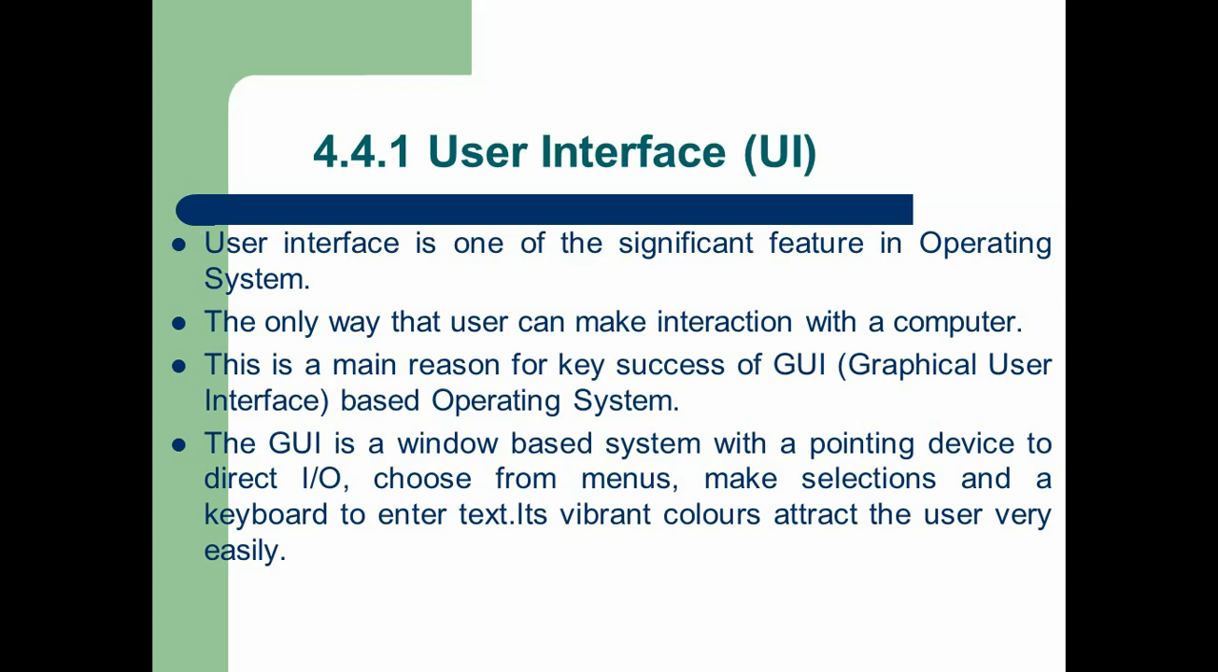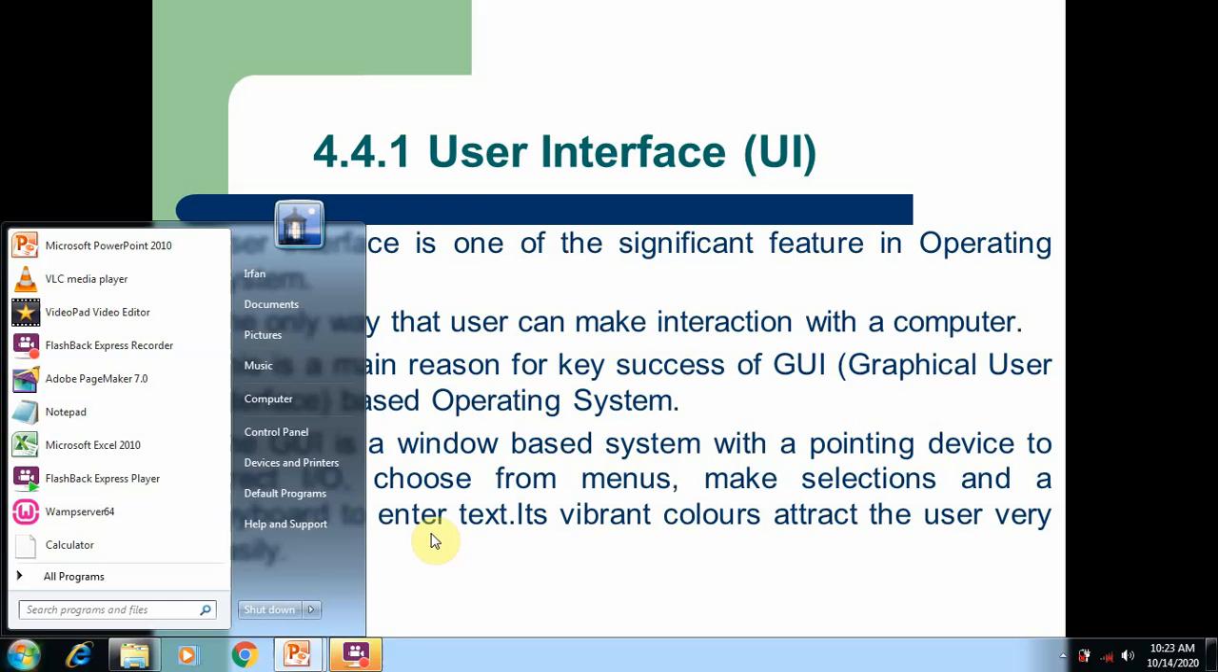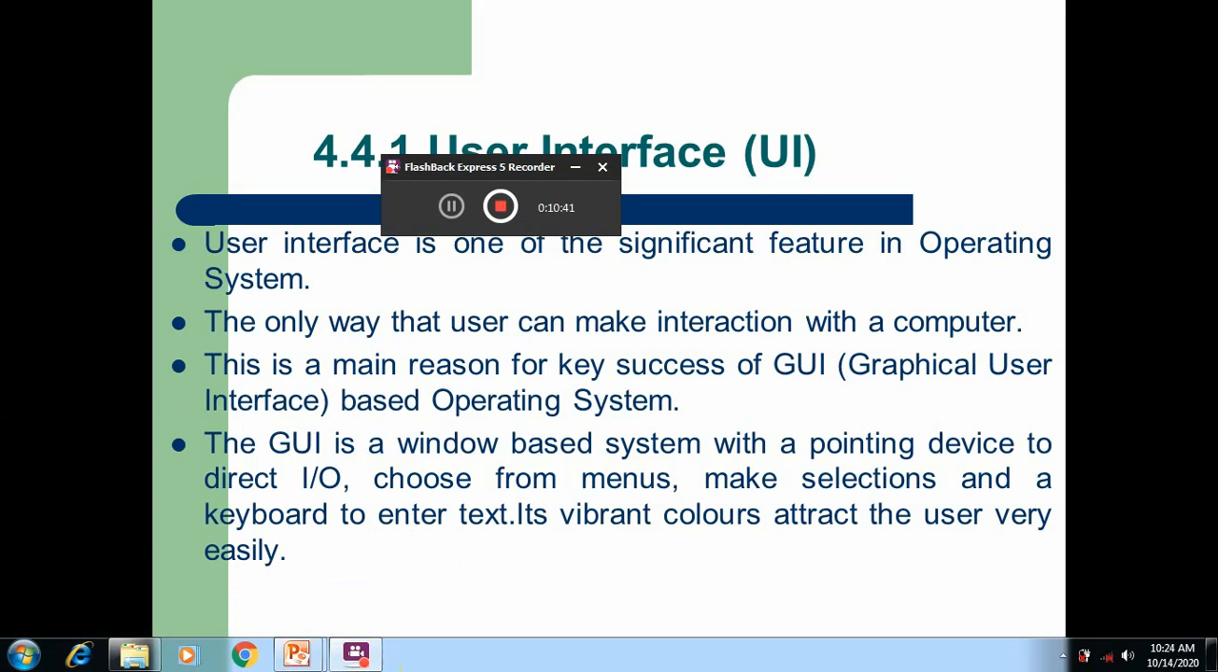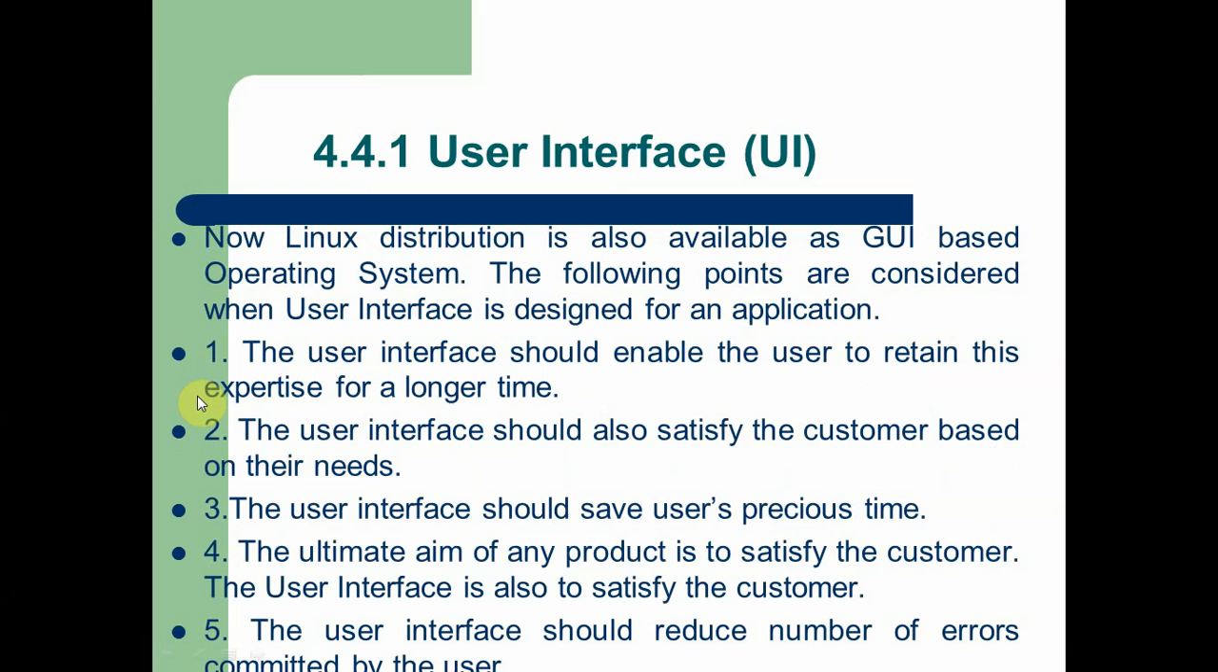For example, take MS-DOS, which is not a GUI-based operating system, where we have to give commands for each and every action. But in a GUI-based operating system like Windows, we need not know the commands. We can simply click and double click to give any interaction to the operating system.